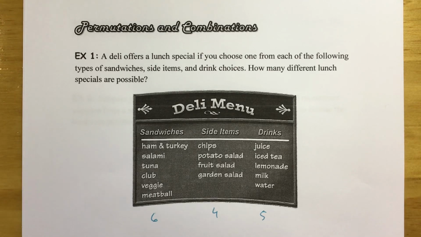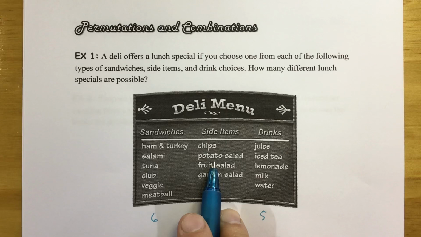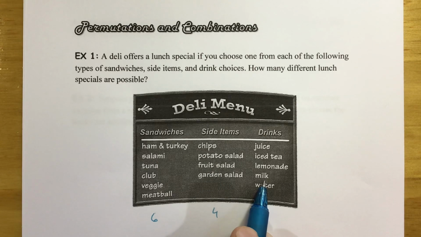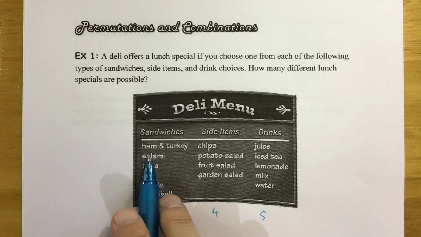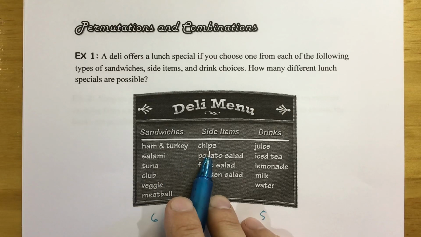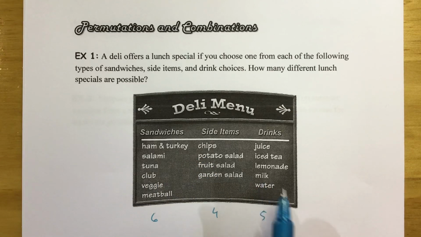I'm actually just going to write those numbers down just so I have them for reference a little bit later. Okay, so as an example, you could choose a tuna sandwich, potato salad, and milk. That actually sounds kind of disgusting, but you could choose that, right? Or you can choose totally different things that might sound more reasonable, like a ham and turkey sandwich with some chips and, I don't know, maybe lemonade. I don't know where the soda is.